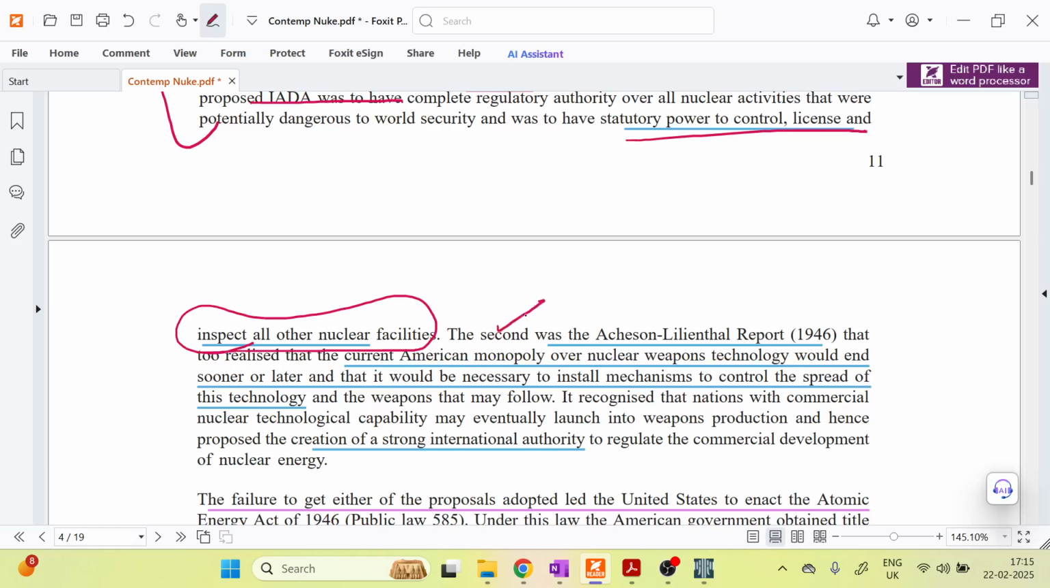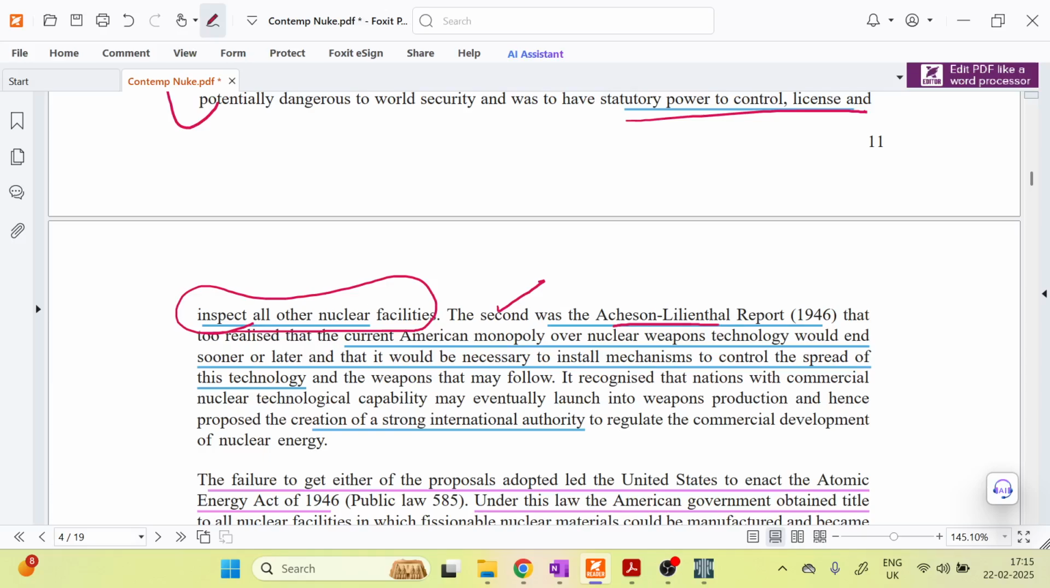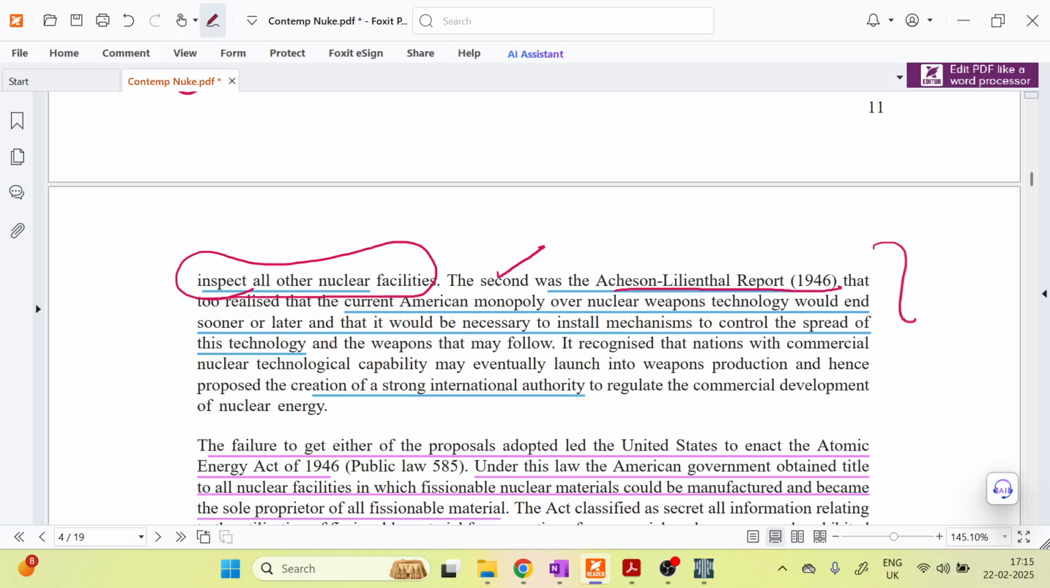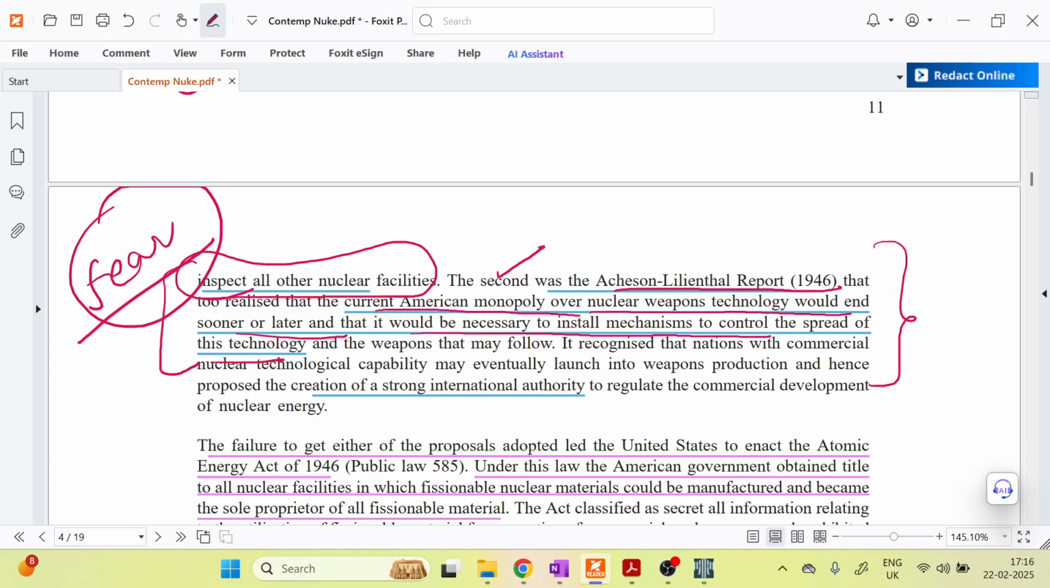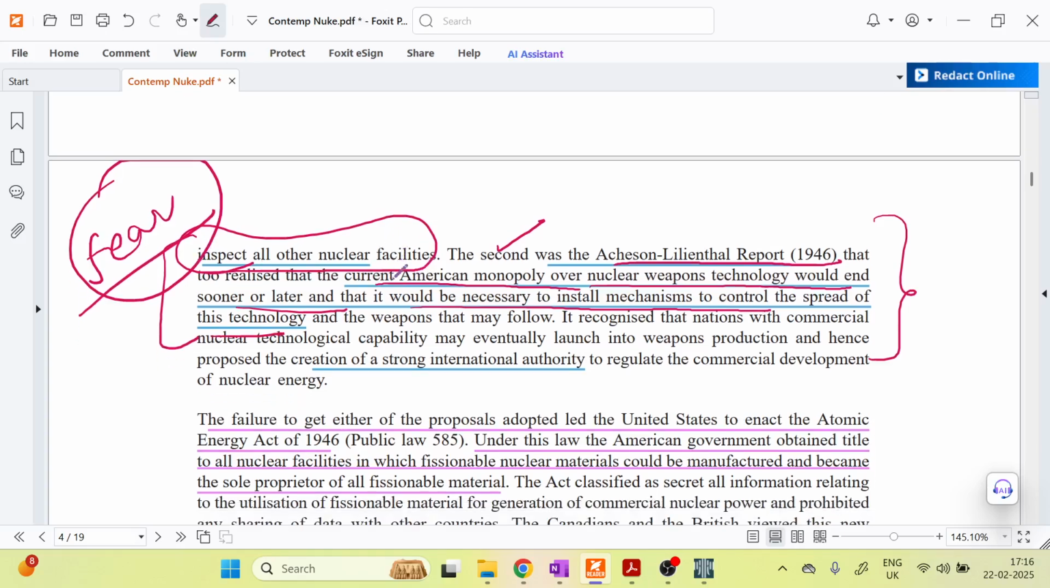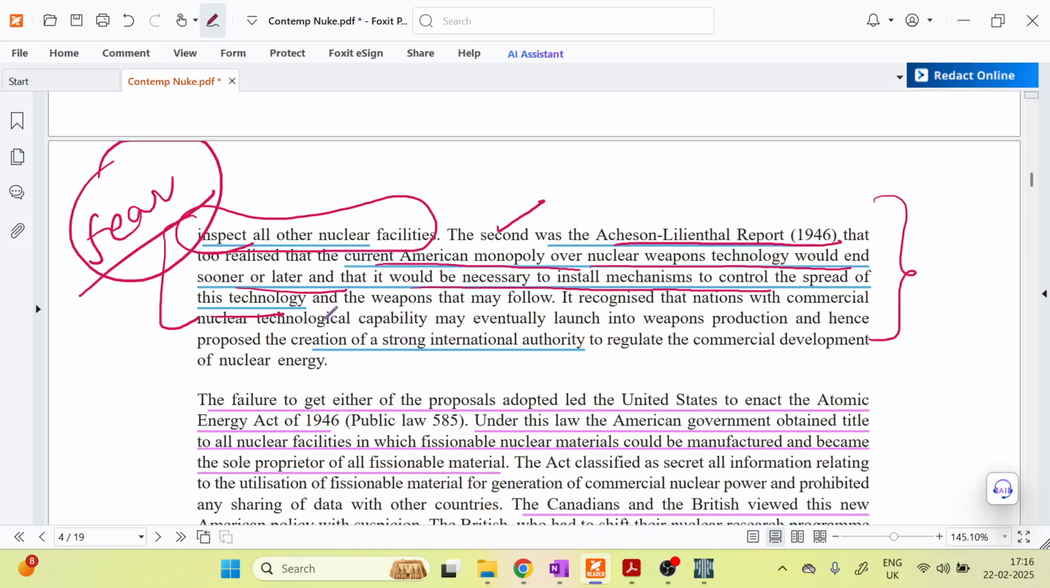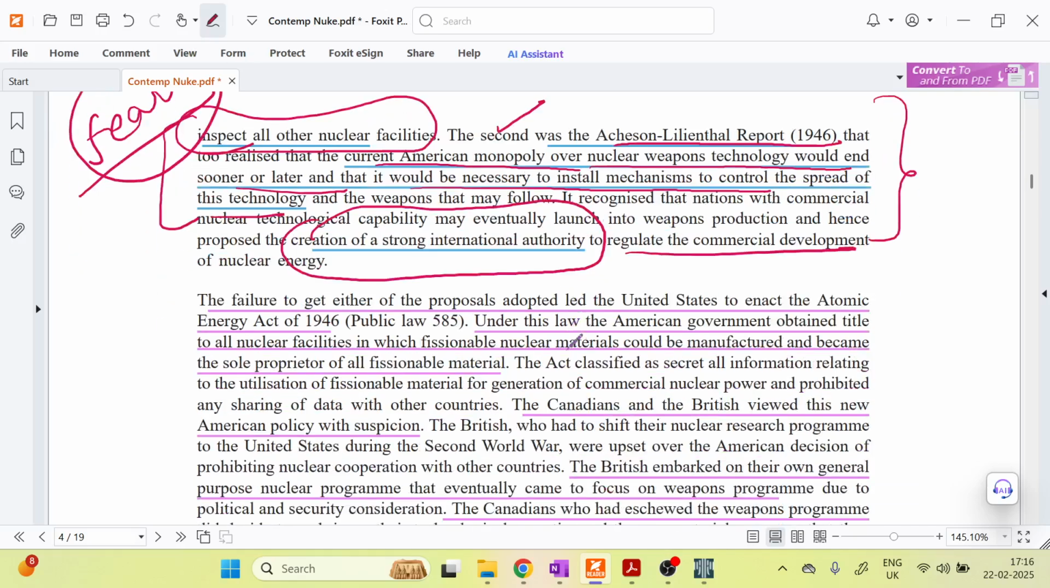Then the second such report was the Acheson-Lilienthal report of 1946. That too played on the same line, that the current American monopoly over nuclear weapons would end sooner or later, and that it would be necessary to install a mechanism to control the spread of this technology. So the same fears were echoed by both reports, and both of them asked for the creation of a strong international authority to regulate the commercial development of nuclear energy.